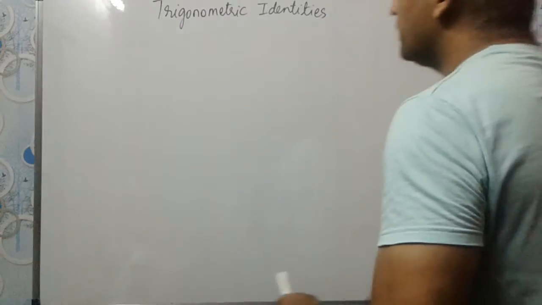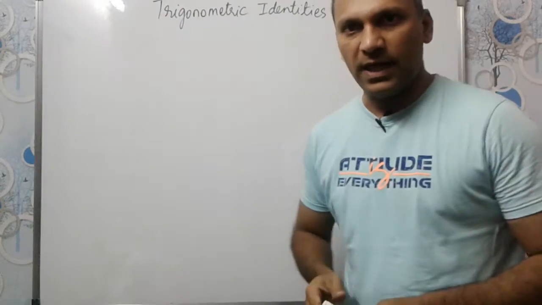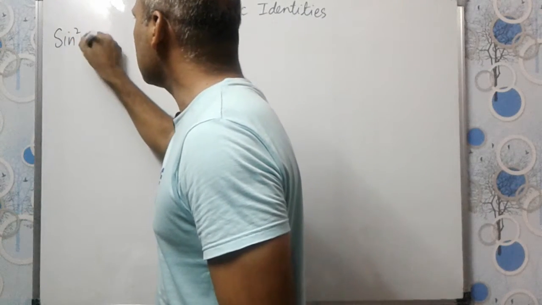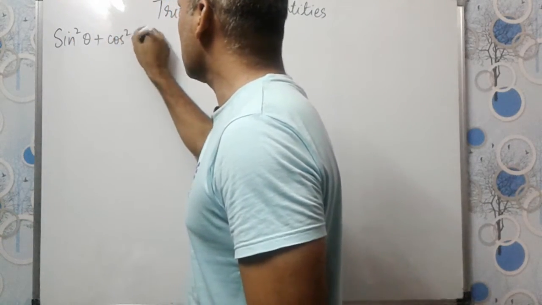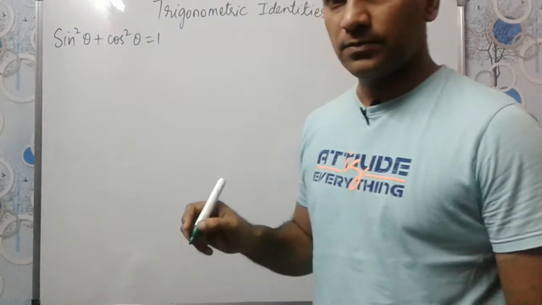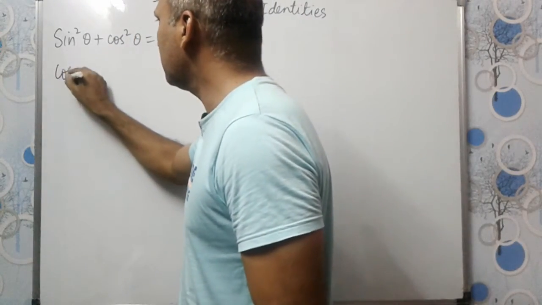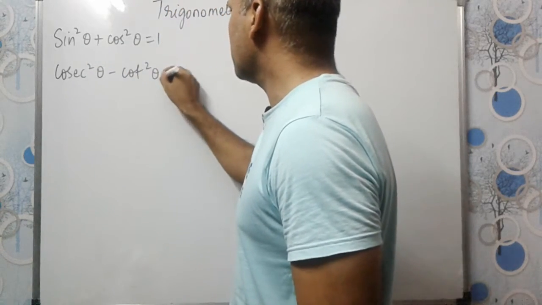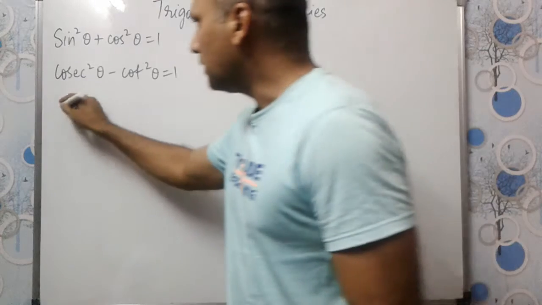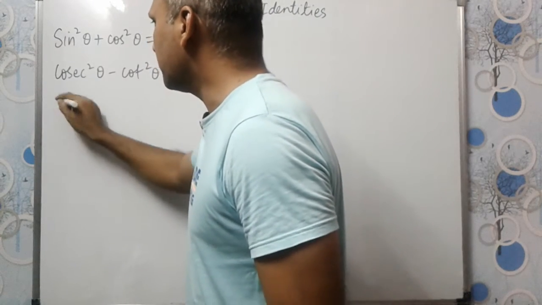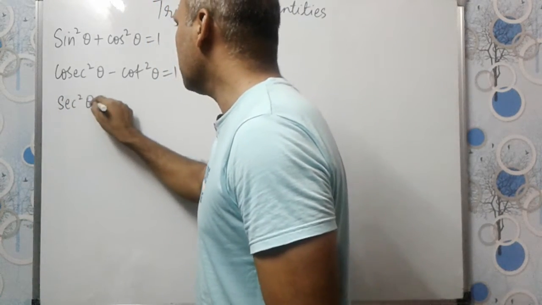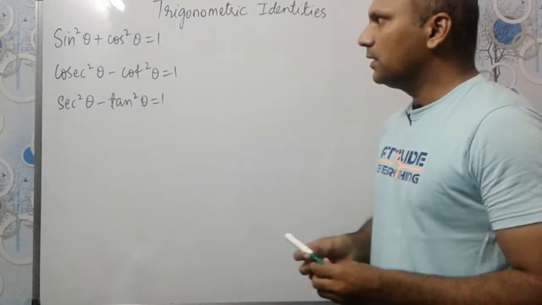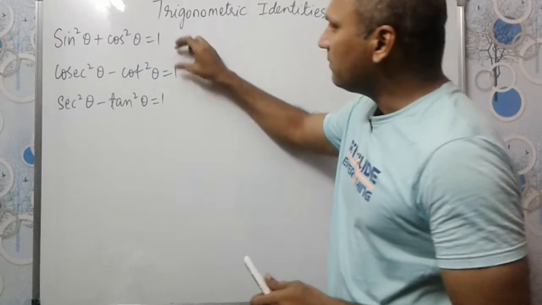Students, in this video we will derive trigonometric identities. Okay, we know sin square theta plus cos square theta is equal to 1, and cosecant square theta minus cot square theta is equal to 1, and secant square theta minus tan square theta is equal to 1. In the 10th class we have these three formulas.